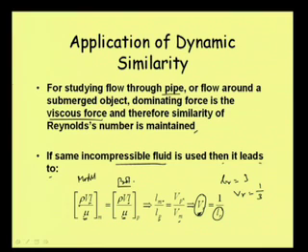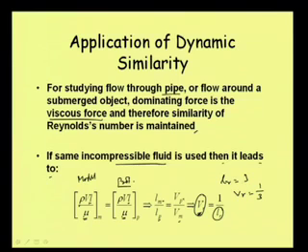Now, if we want to maintain the dynamic similarity of Reynolds number in the model and the prototype, then after deciding the length ratio or scale of the model, we again need to take the velocity ratio as just the reciprocal of the length ratio. Then only we will find that similarity of Reynolds number is maintained.